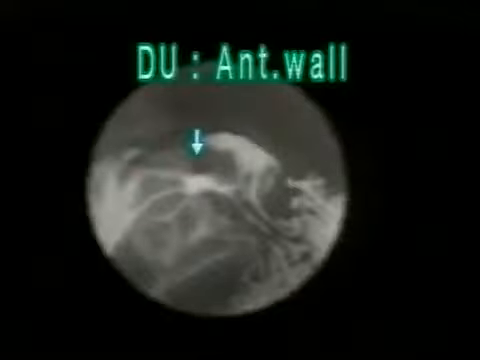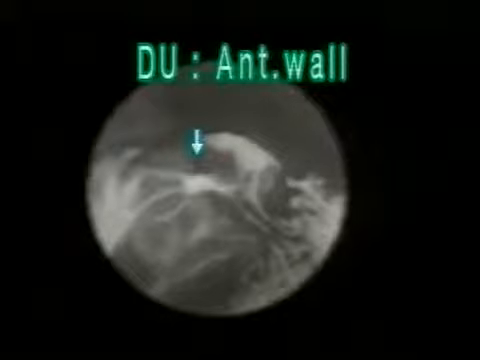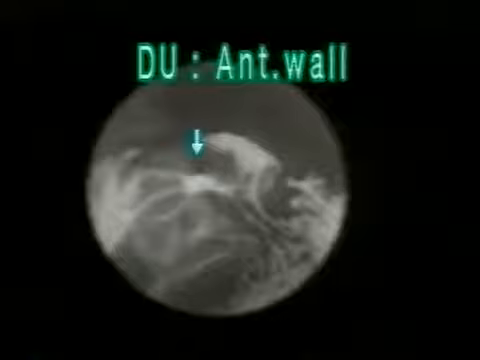This is another duodenal ulcer in frontal view. The ulcer nick is clearly seen surrounded by a halo and a few radiating folds. Now, in a lateral view, the ulcer nick is seen projecting beyond the duodenal margin on the anterior wall of the duodenum. So this is an anterior wall duodenal ulcer.